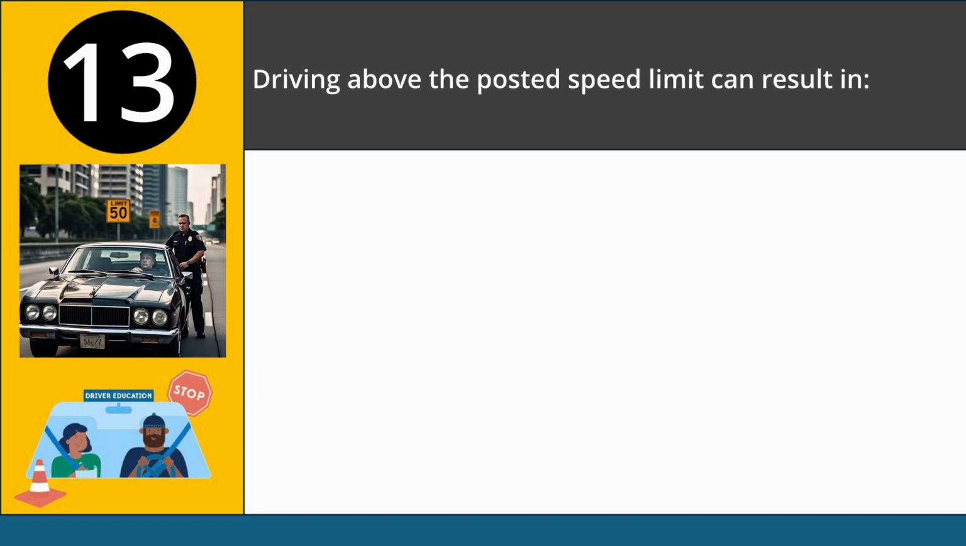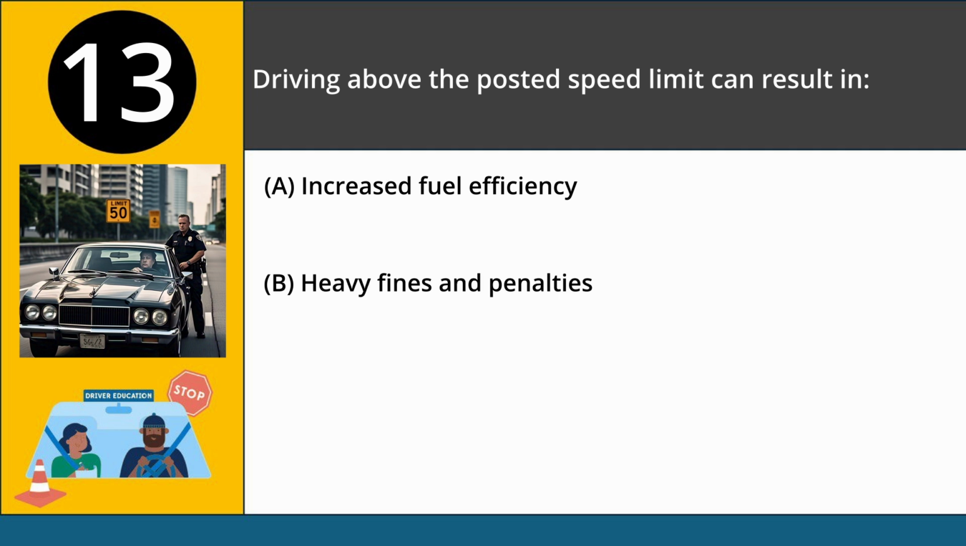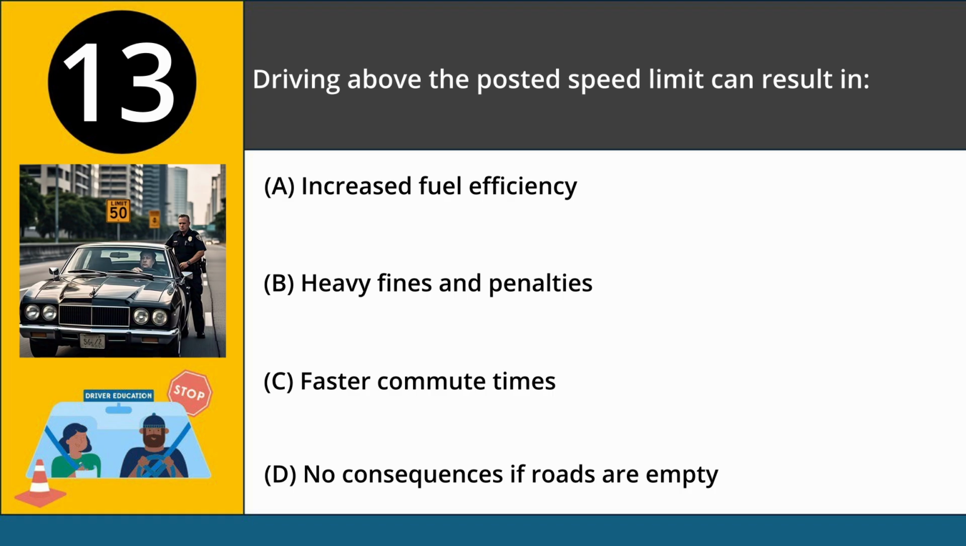Driving above the posted speed limit can result in: A. Increased fuel efficiency. B. Heavy fines and penalties. C. Faster commute times. D. No consequences if roads are empty. Answer: B. UAE enforces strict penalties for speeding violations.